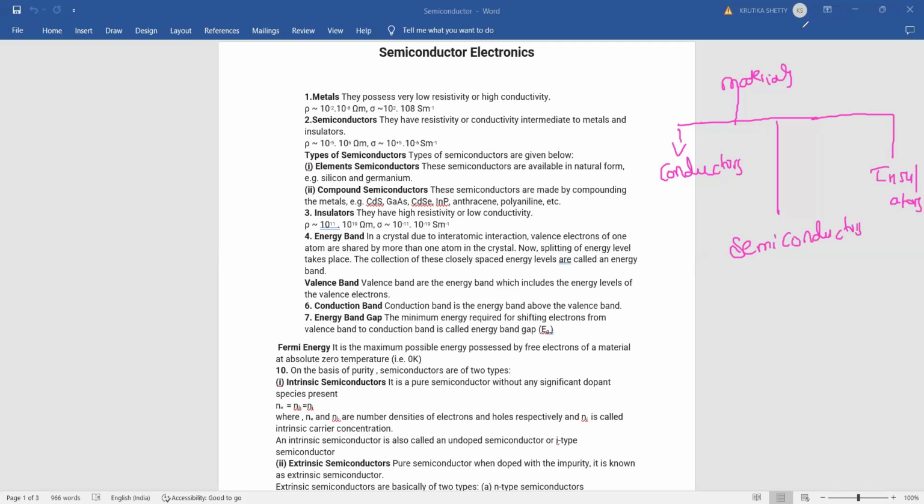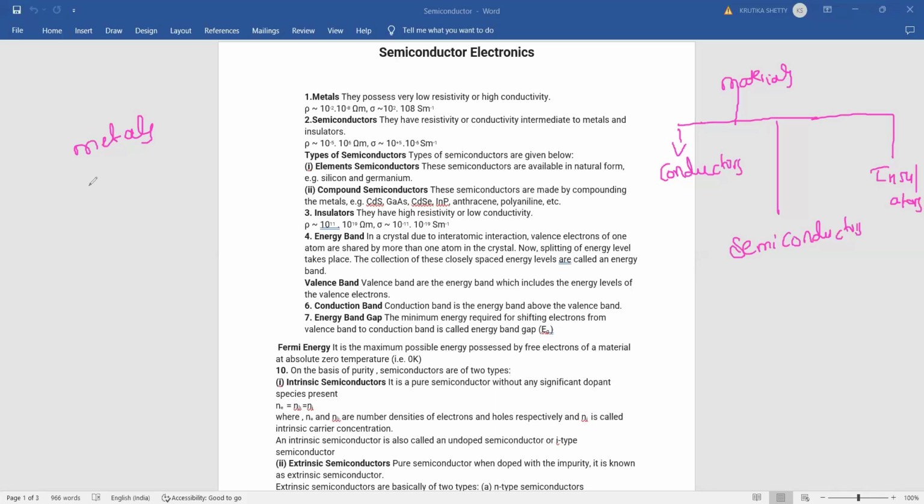So what do you mean by conductor here? Conductor is nothing but what? These are the materials which allow electricity to pass through them. They are called conductors. The example for conductors, we can take all the metals. Conductors are those which have free electrons available for the conduction of electricity. Those are called the conductors.